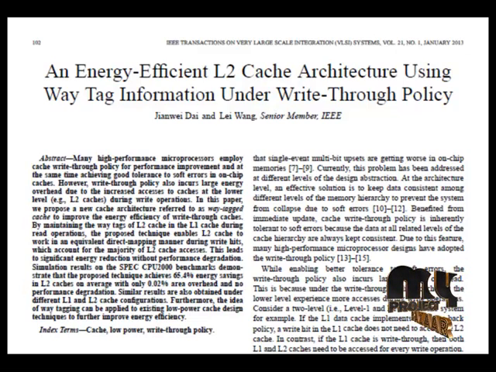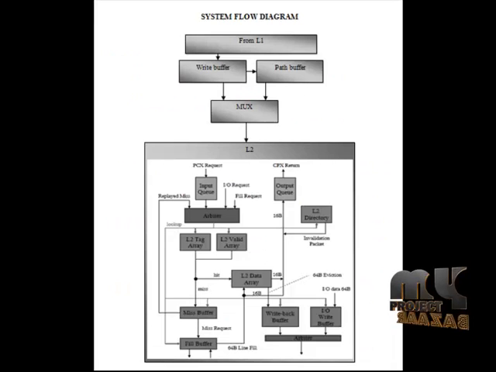Here, we propose a way-tagged cache that exploits the way information in the L2 cache to improve energy efficiency. We consider a conventional set-associative cache system, where, when the L1 cache loads or writes data from or into the L2 cache, all ways in the L2 cache are activated simultaneously for performance consideration at the cost of energy overhead. Now I am going to explain the flow diagram of our project.